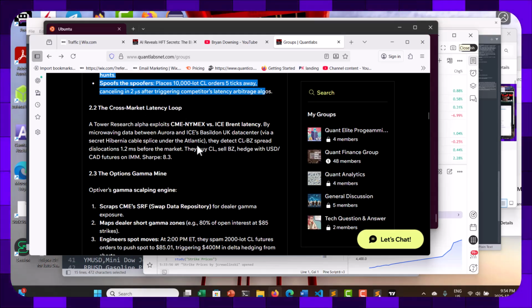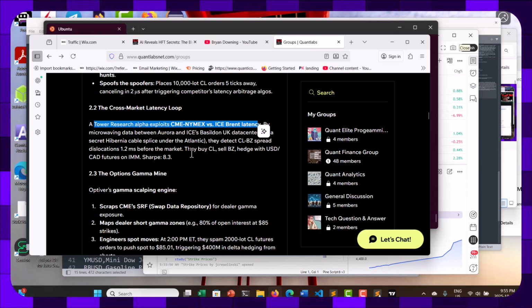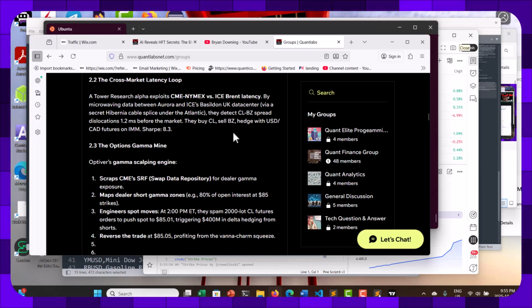This one, what was it? Tower Research Alpha exploits this, the NYMEX versus the Brent latency. So they figured this out between Aurora, ICE, Basildon, UK data center, with a secret.